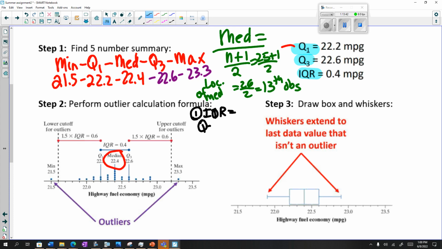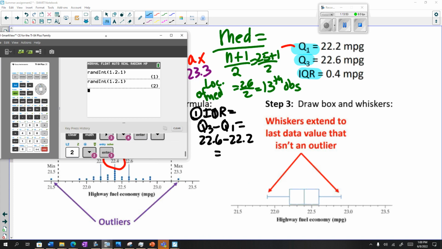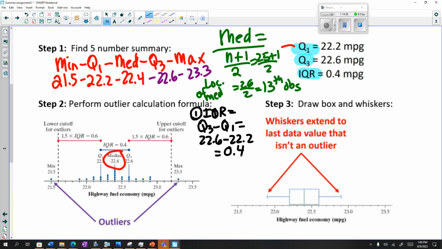So we're going to do Q3 minus Q1. So we're going to do 22.6 minus 22.2. If you need a calculator, that's fine. Do 22.6 minus 22.2. We're going to get 0.4, and then we have to multiply it by 1.5. So I'm going to write that down as well. So this is 0.4.